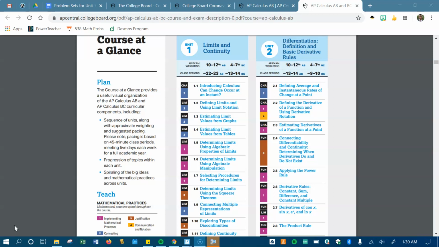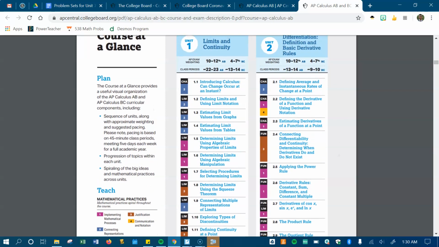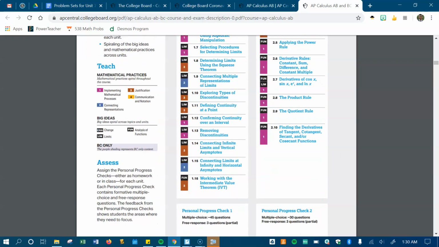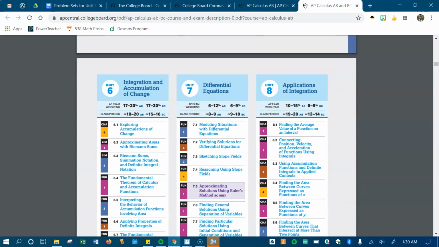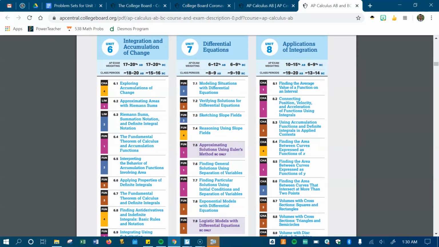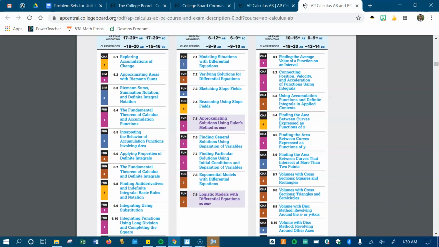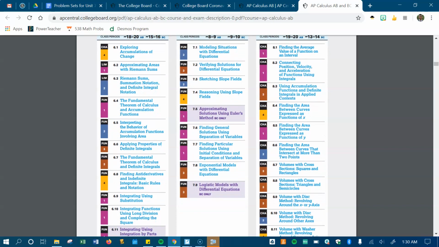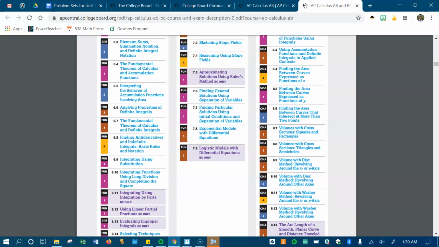I have this up on the screen here because I wanted to show you what's not on the test. That AP said is not going to be on the test. It looks like units 1, 2, 3, 4, 5, 6, and 7 are on the test, but 8 is not. And what 8 covers is finding the average value of a function, not on the test, connecting position, velocity, and acceleration using integrals, not on the test, using accumulation, and then integral from a to x. And then all the rest of these, 8.4 to 8.12, is all that stuff that we did in the last couple of weeks before we left.